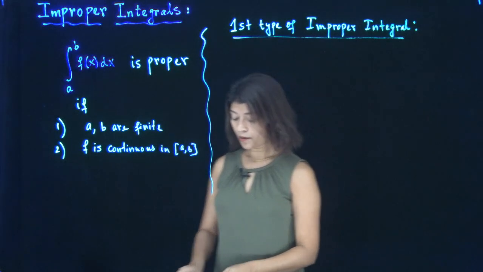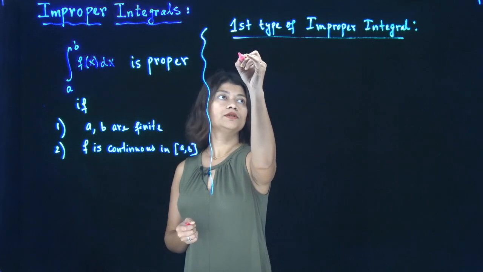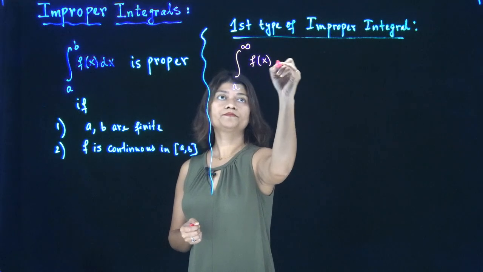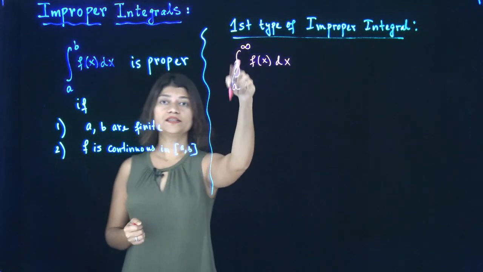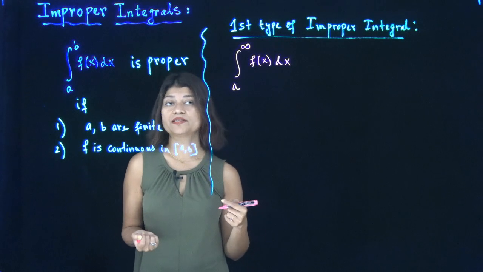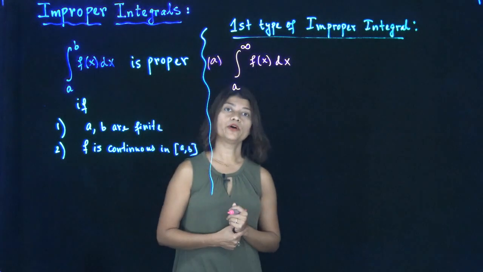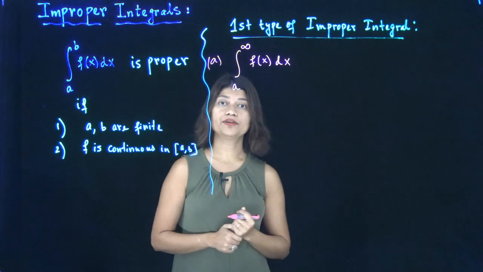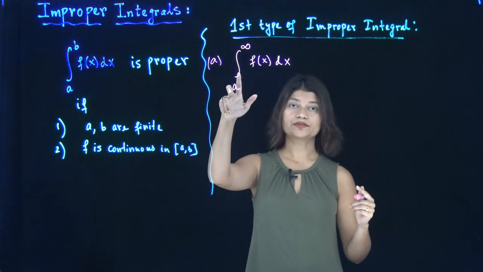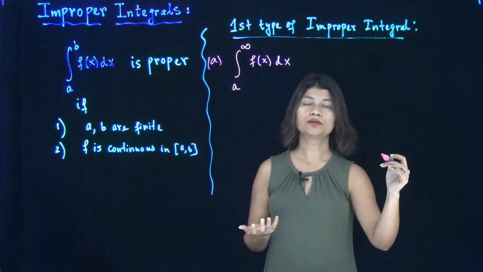The first type of improperness is when you have a situation like a to infinity f(x) dx. So the first type means the upper limit or the lower limit is not a finite value. At least one of them is infinite. It can be that both of them are infinite. So this is one type. Now, what are we really trying to evaluate? Try to understand that very well. You know what a definite integral gives us: the area under the curve. So what kind of area are we trying to compute here?